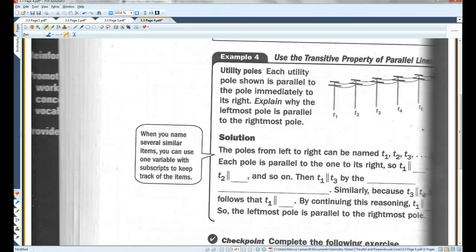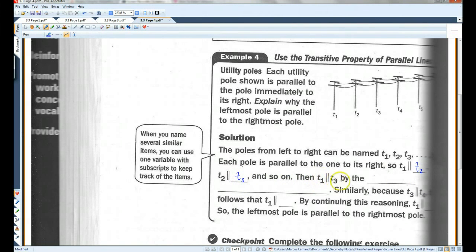Alright. Each utility pole shown is parallel to the pole immediately to its right. Explain why the leftmost pole is parallel to the rightmost pole. So, this pole is parallel to this pole is parallel to this pole, etc. They want to know why this pole is parallel all the way to this pole. I'm sorry that this got cut off in the copy. It says, the poles from left to right can be named T1, T2, T3, etc. Each pole is parallel to the one at its right. So T1 is parallel to T2. T2 is parallel to T3, and so on.